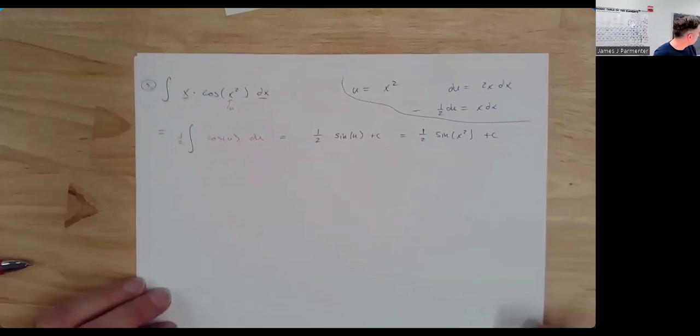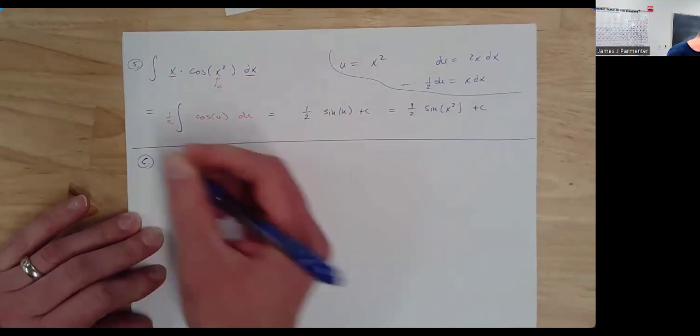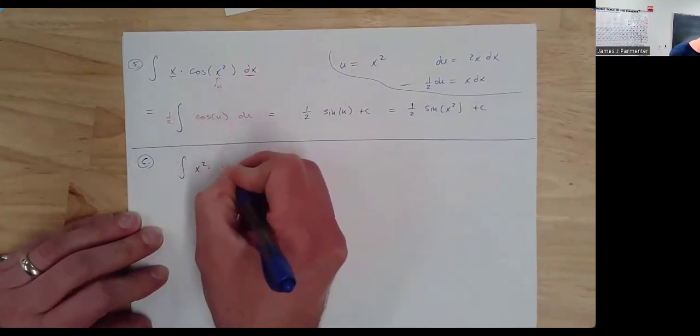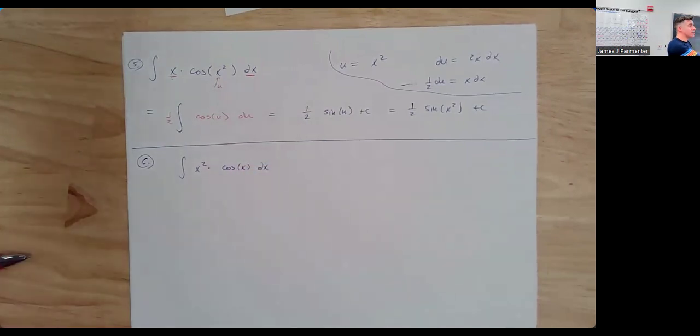All right, let's compare and contrast this with the antiderivative of x squared times cosine of x. Definitely not a u substitution. There is no good choice for u here. So we're going to do integration by parts.